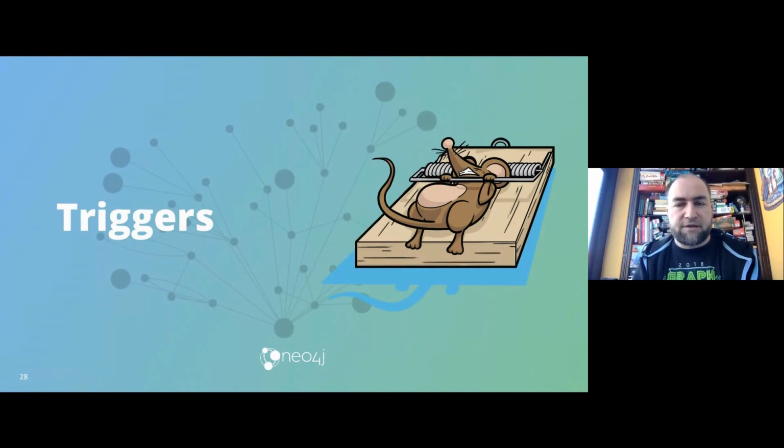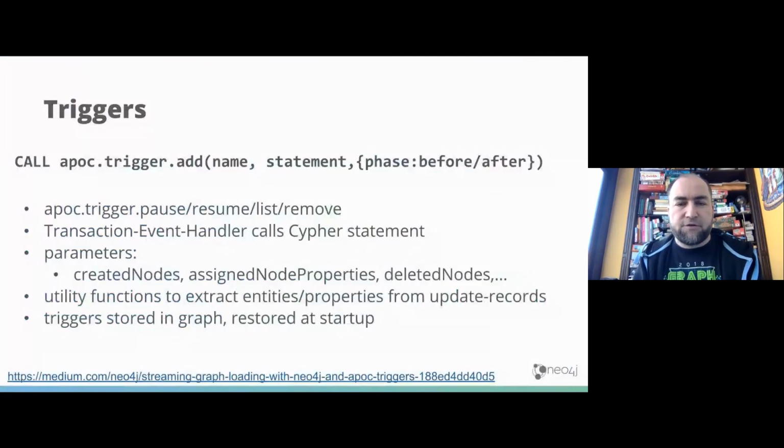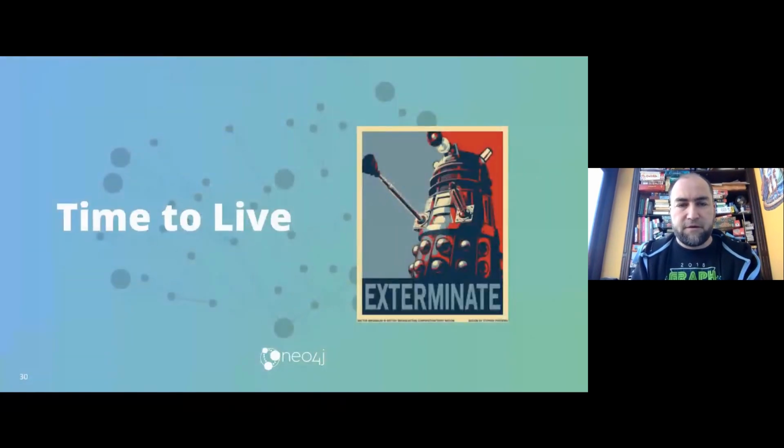Triggers is quite an interesting feature, which allows you to provide a Cypher statement and say, I want to run this before commit or after commit. And so you can notify things, log things, or even veto updates from Neo4j, and you get passed in a number of variables with which nodes have been created, which nodes' properties have been assigned, which nodes have been deleted, and the same for relationships. And so you can act on those as such. And they're also stored in the graph and stored at startup of your database, so you don't have to recreate the triggers as such. You can also pause and resume them and so on.